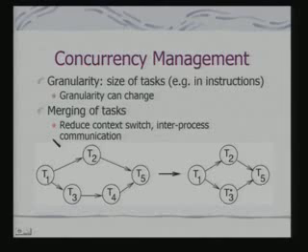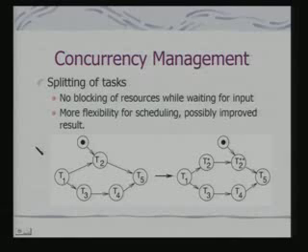The next thing which comes up is concurrency management. If you have a granularity of the tasks, so these are the two tasks, we can merge the tasks. Now we are again coming back and looking at a task level graph. Again, we can split the tasks. If I split the tasks, task T2 was waiting for the input, but there we have isolated one part of the task which does not depend on an input. By doing that, we have no blocking of resources while waiting for input. We have more flexibility for scheduling and improved results.